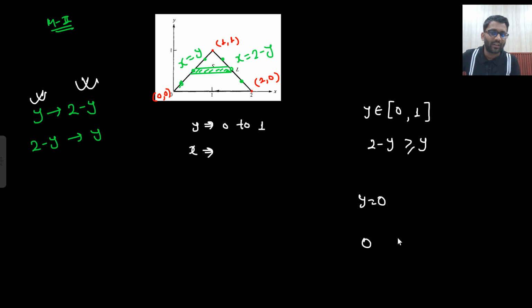What will be the value of 2 minus y? 2. So 2 minus y is larger. If I put y equals 0.5, what is the value of 2 minus 0.5? 1.5. So which is larger? 2 minus y is larger.